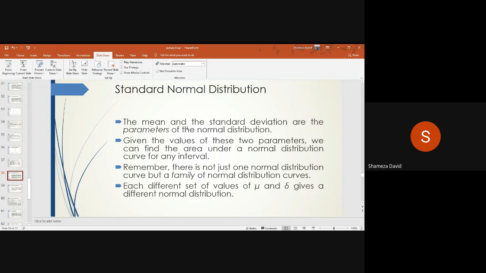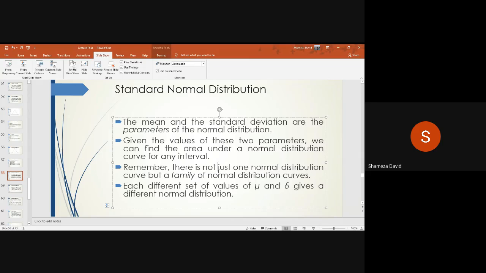Right. So as I was just saying, the mean and standard deviation are the parameters of the normal distribution. Those are the two values that we're interested in. Given the values of these two parameters, we can find the area under the normal distribution curve for any interval. We can find the value for the probability distribution for any area under the curve using the mean and the standard deviation.